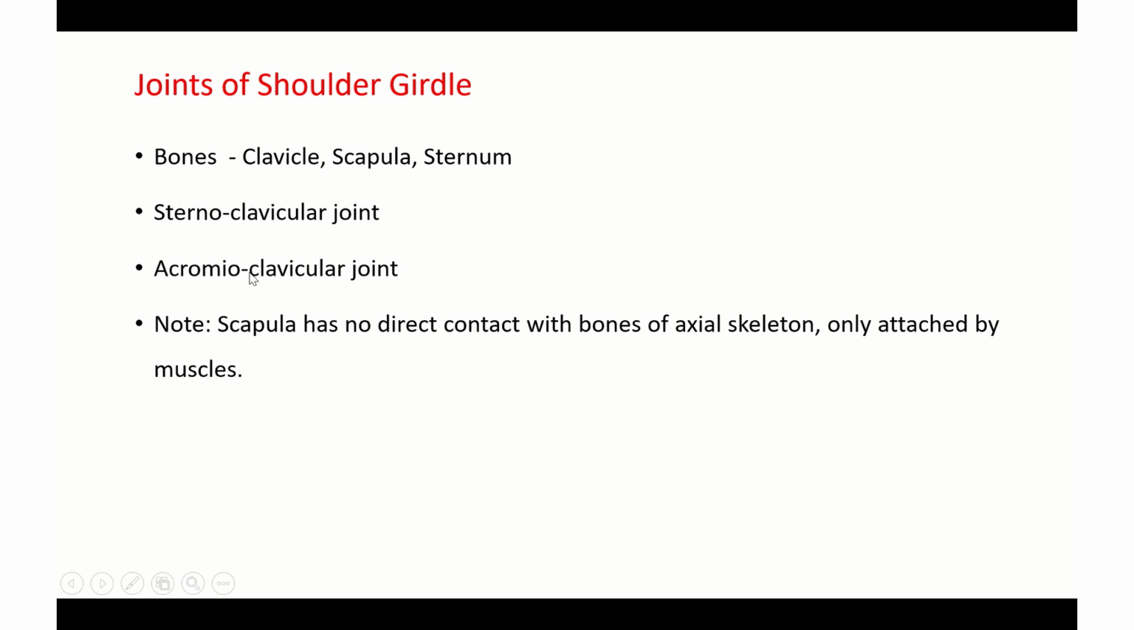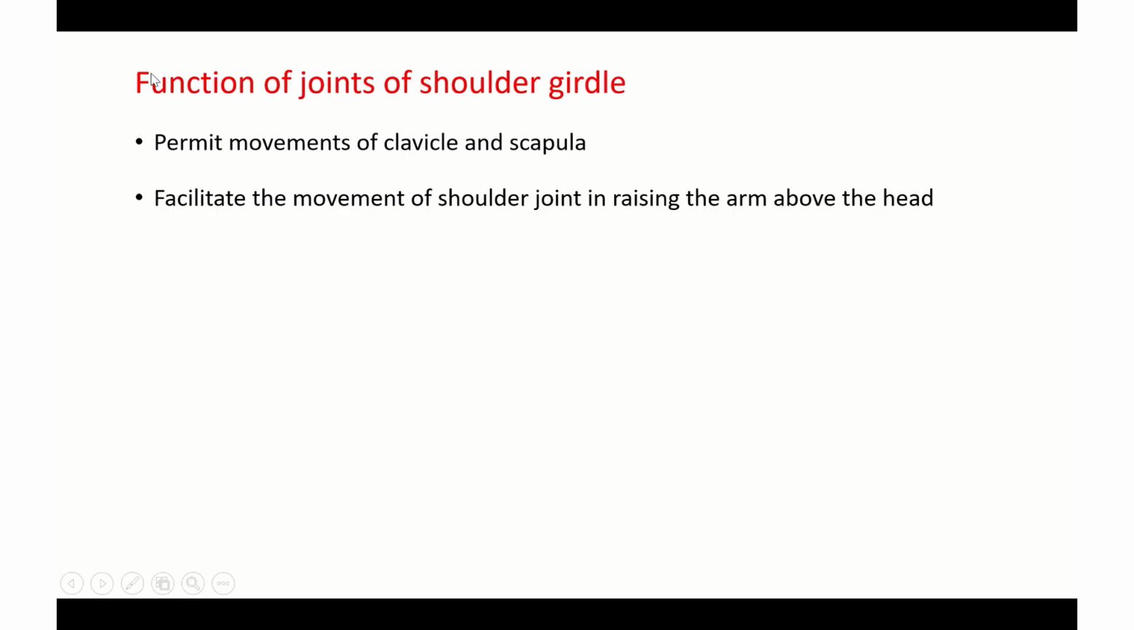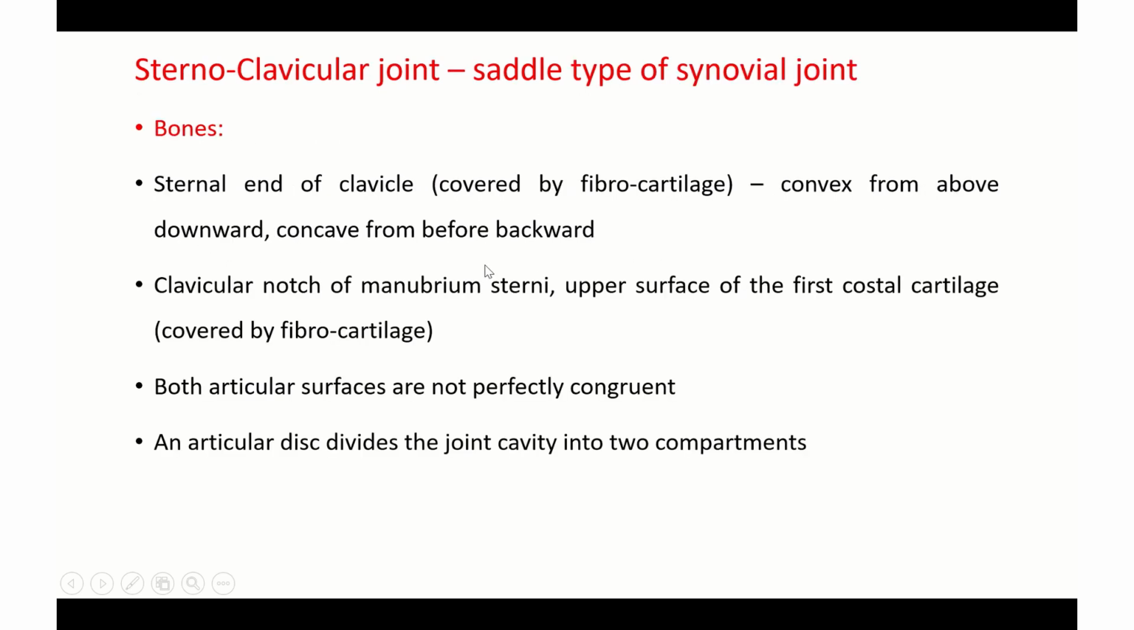So sternoclavicular joint and acromioclavicular joints are the chief joints of the shoulder girdle. Shoulder joint is described separately. Functions of the joints of shoulder girdle: they permit the movements of clavicle and scapula, and facilitate the movement of shoulder joint in raising the arm above the head.